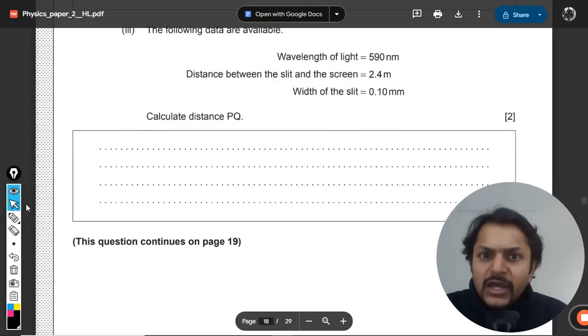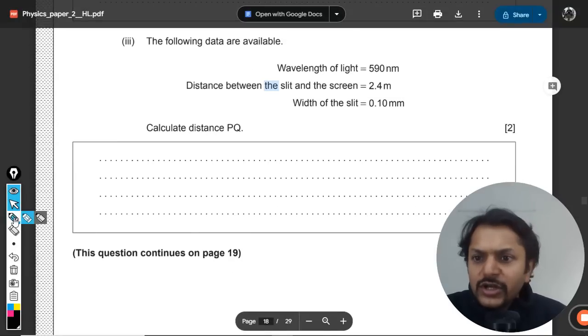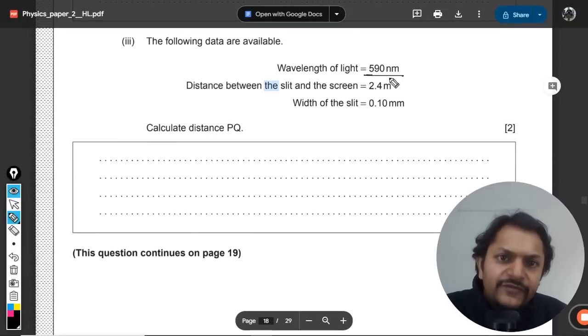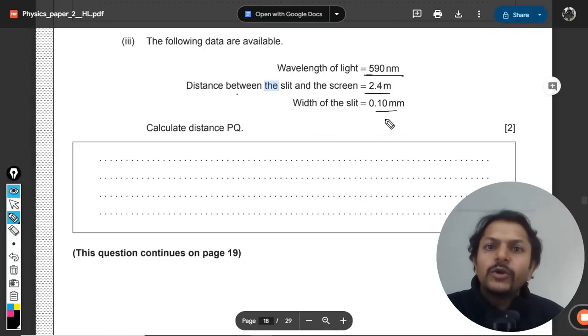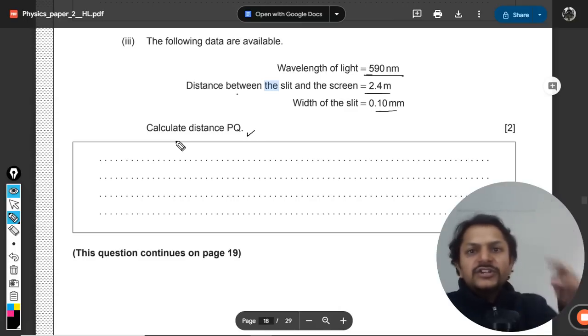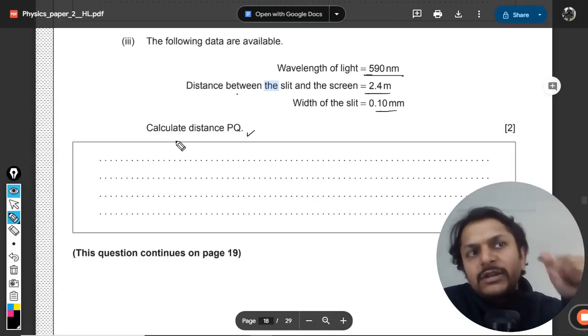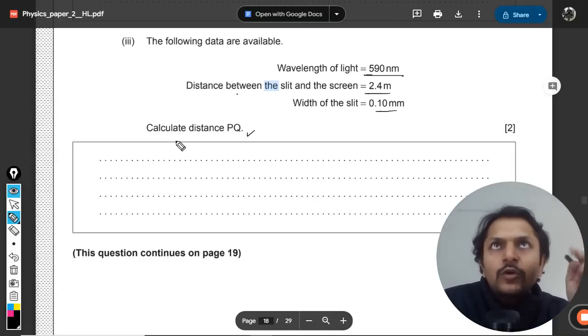Okay. Now let us go to the next question. Wavelength of the light is given as 590 nanometer. Distance between the slit and the screen is 2.4. The width of the slit is 0.1 millimeter. Calculate the distance PQ. So PQ is the distance between the two minima, this minima and that minima, but we have a formula only for x.